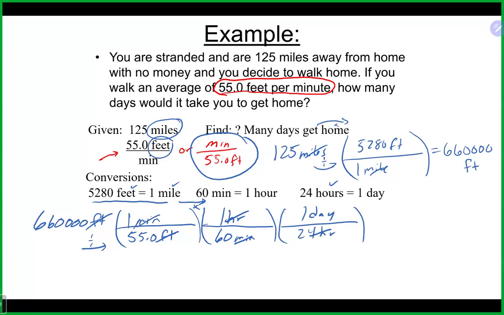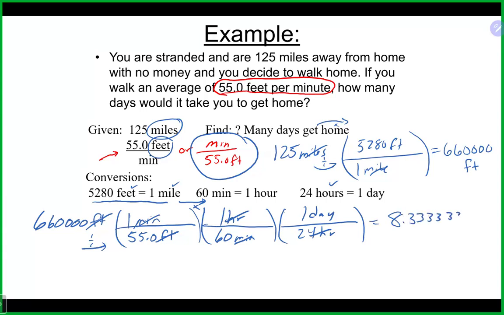So again, I would perhaps not put all those numbers in at once. I would take the 660,000, divide it by 55, hit the equals button, divide it by 60, hit the equals button, and divide it by 24 and hit the equals button. And you will always get the right answer if you break it up that way. Again, if you put them all in at once, might not be right.